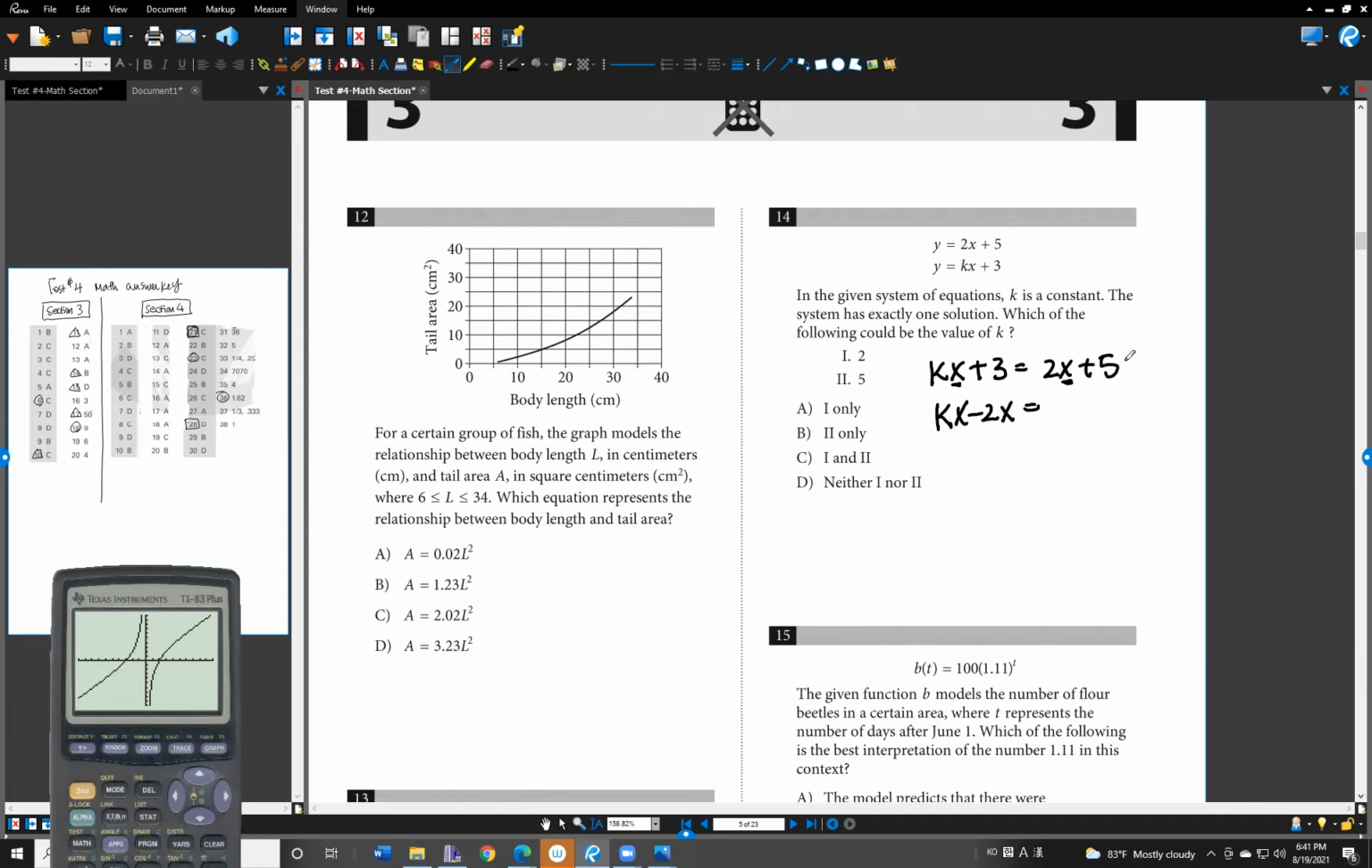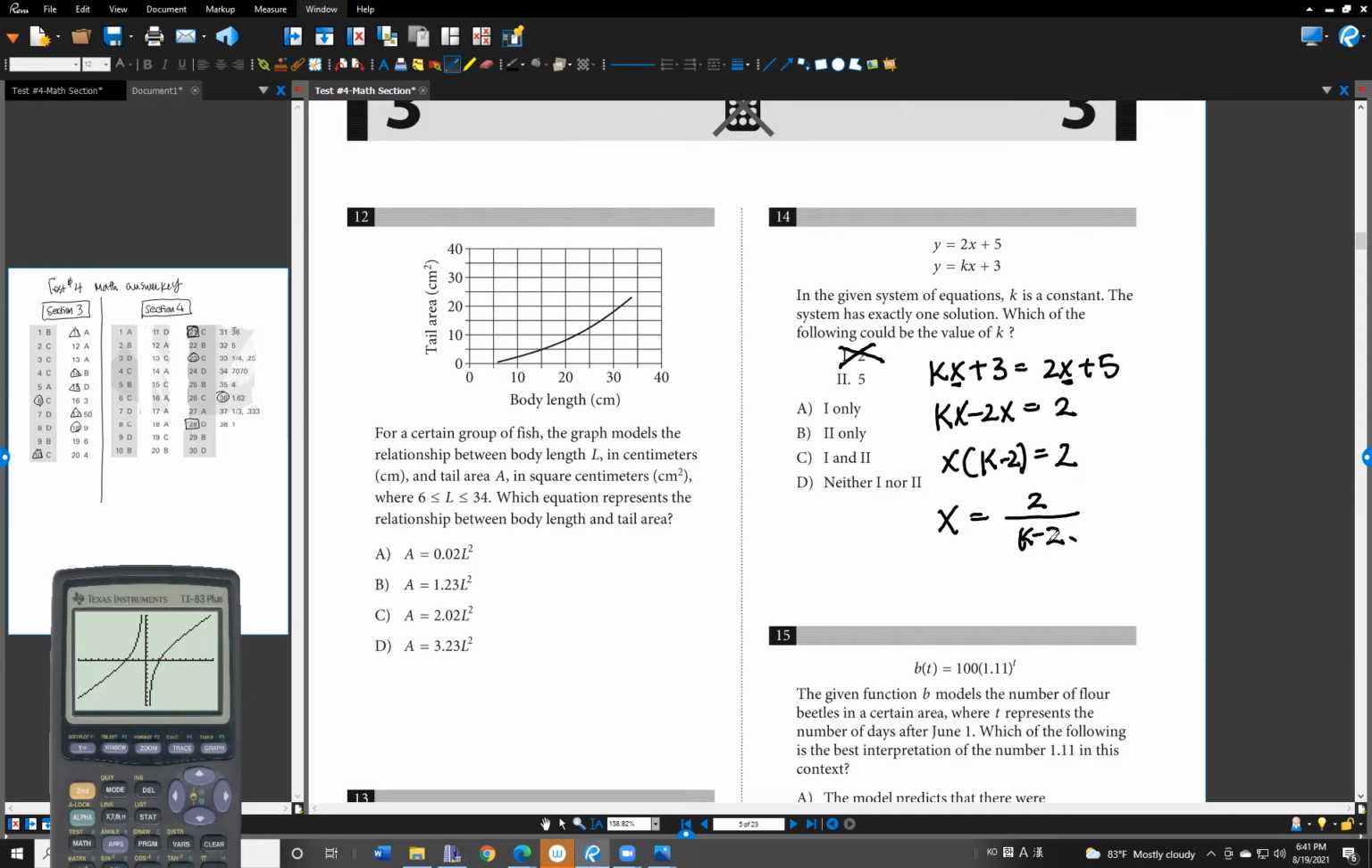Minus 3 gives 2. So k is out, x is out: (k minus 2) times x equals 2. What is the value of x? That is the x value: 2 over (k minus 2). It's possible, but k cannot be 2. If k is 2, this is not working.